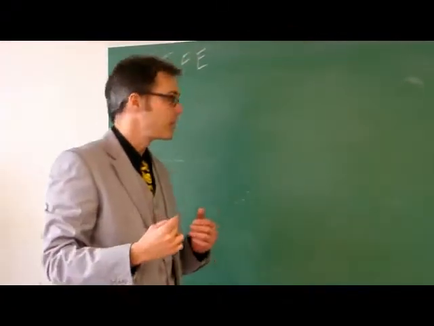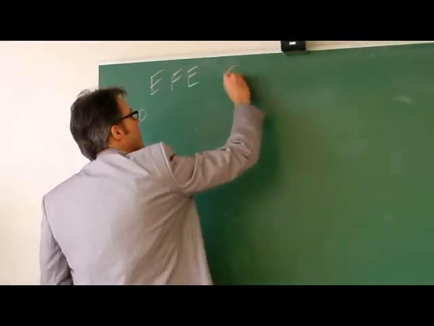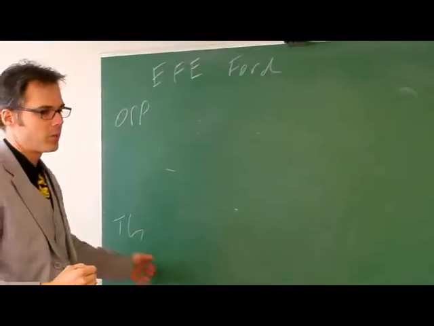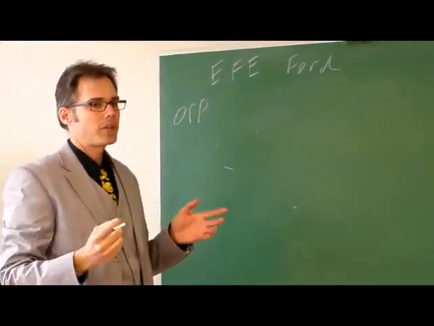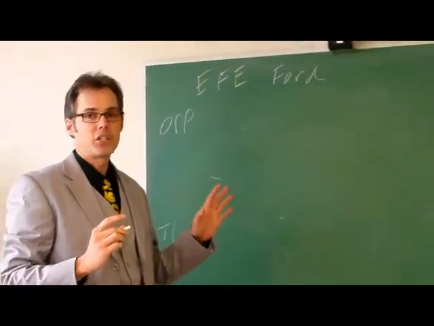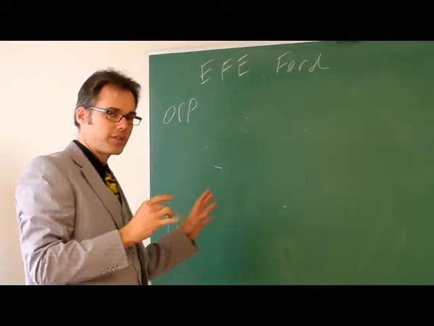I'm going to pick a different one. I'm going to pick Ford. So we're going to do an EFE for Ford Motor Company. So first we need to come up with opportunities, then we'll come up with threats. The thing with the opportunities and threats, we're looking for about 5 minimum of each. These are the two most difficult categories.